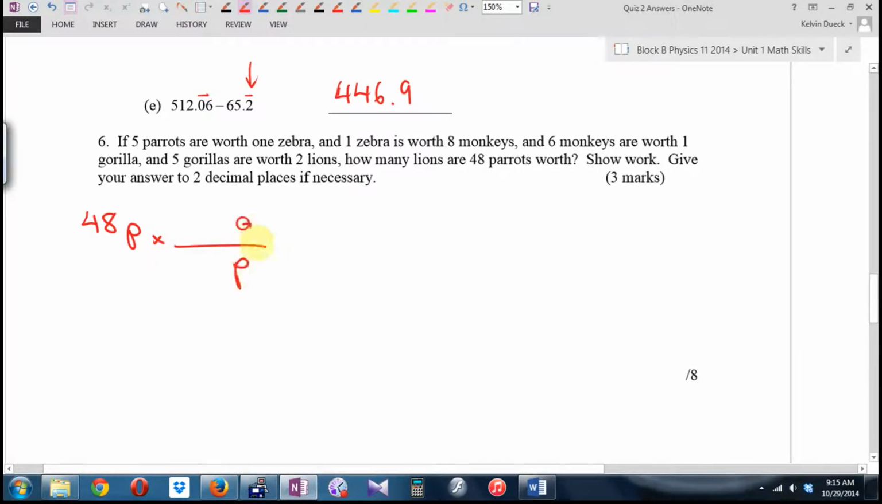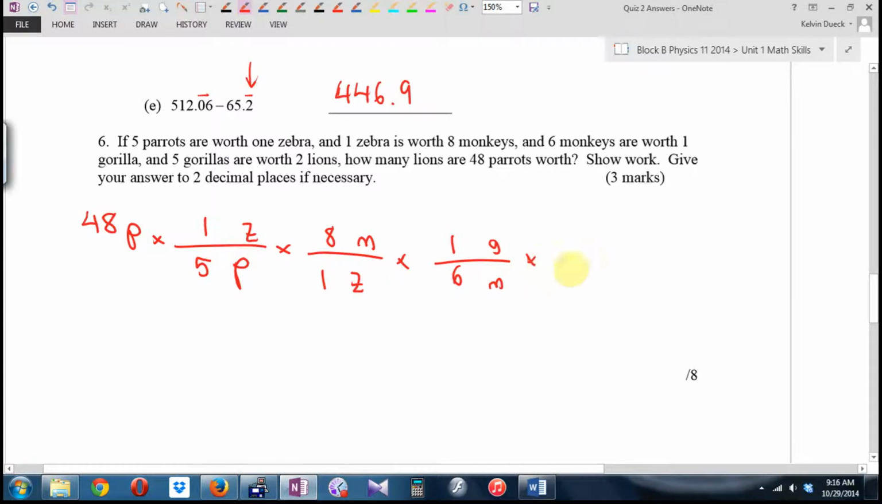Parrots on the bottom, zebras, and the conversion factor, 5 of those is 1 of those. What can I go from zebras to? Monkeys. Zebras on the bottom, monkeys on top, and it looks like 1 zebra is 8 monkeys. What can I go from monkeys to? Monkeys on the bottom, gorillas on the top. 1 gorilla is 6 monkeys. And again, my apologies to all the animal rights people. I'm not suggesting we should trade animals like money, but I needed to come up with a conversion factor question.